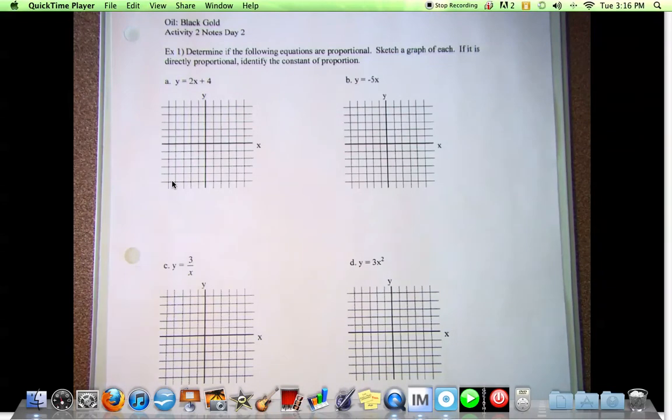Example 1. Determine if the following equations are proportional. Sketch a graph of each. If it is directly proportional, identify the constant of proportion.